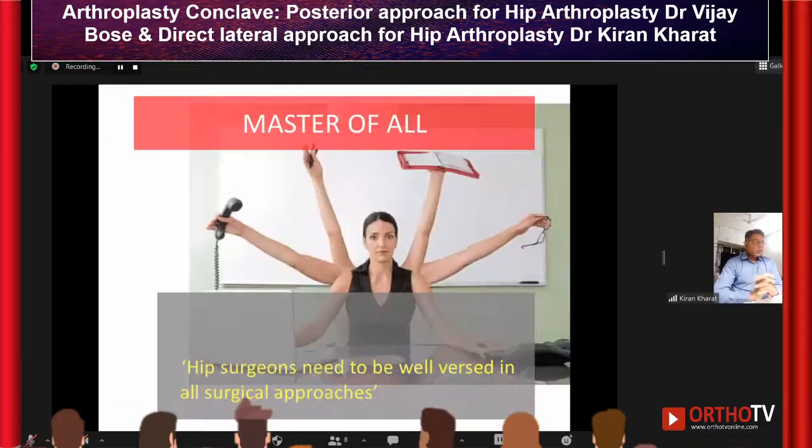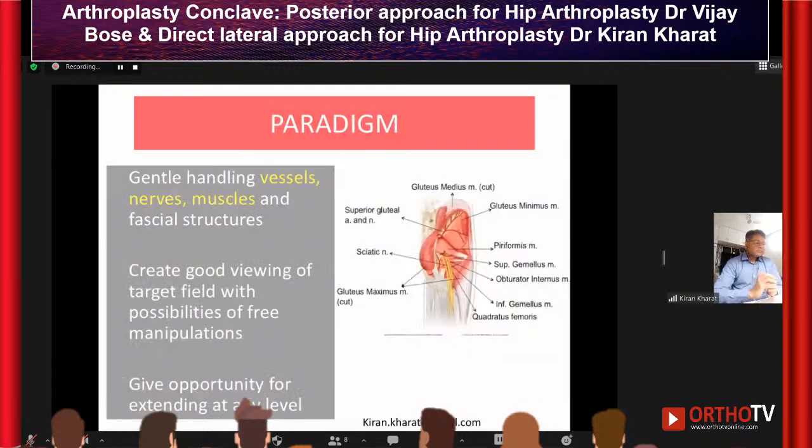complications. So you cannot say I'm just a posterior approach surgeon or I'm a lateral approach surgeon. You should be well versed in all approaches, and I admire Nikhil and Mahesh Kulkarni and all the pelvic surgeons because, being pelvic surgeons, they are well familiar with all the approaches. And I think spending some time with such people will always help when you do hip arthroplasty. So any approach, the paradigm is to handle the vessels, nerves, muscles, and all the fascial structures very, very carefully.